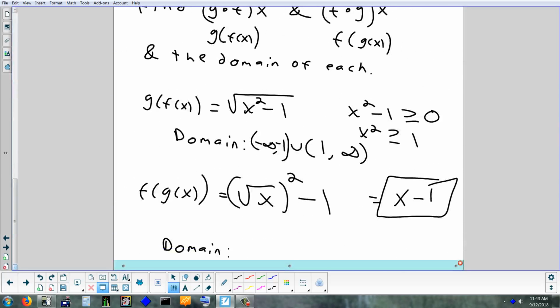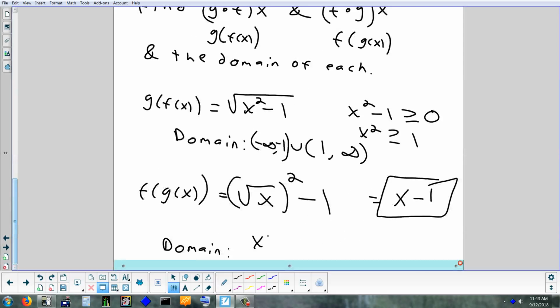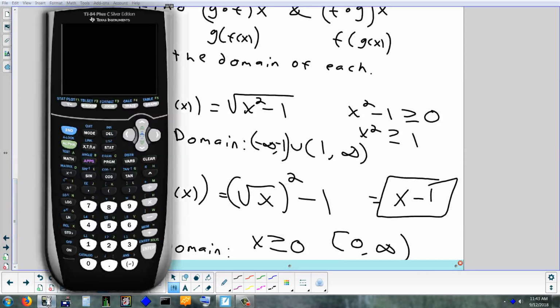Well, kind of. No. Are you square rooting a negative in that box? No. So there are no additional restrictions on the final answer. The only restriction comes from the inside function, which was that it had to be greater than or equal to 0. Or you can write it this way. So let me type that in and show you what happens.